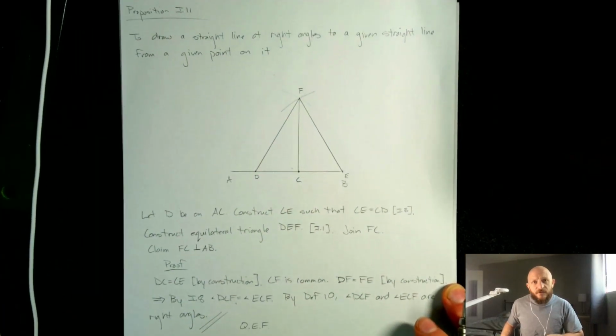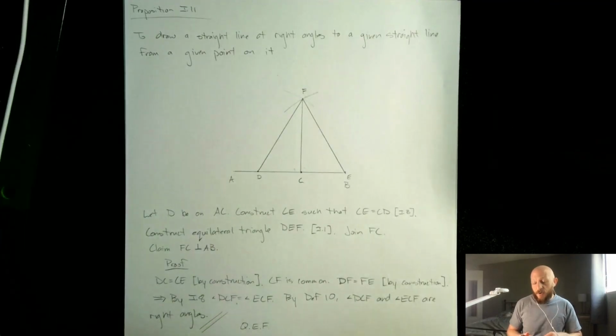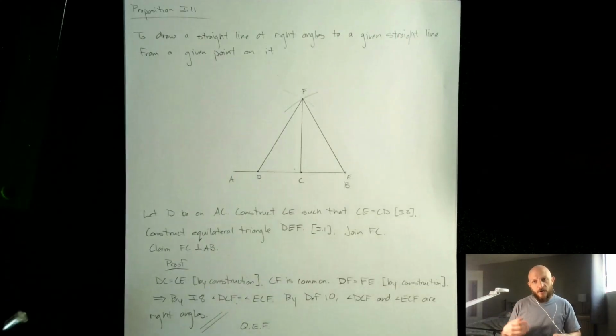So there it is, to draw a straight line at right angles to a given straight line from or through a given point on that straight line.